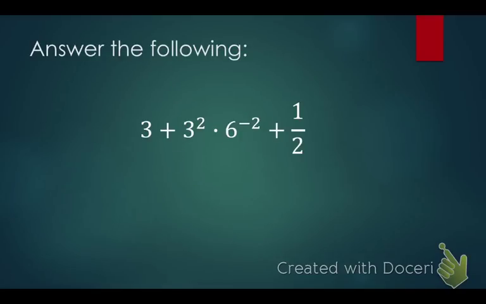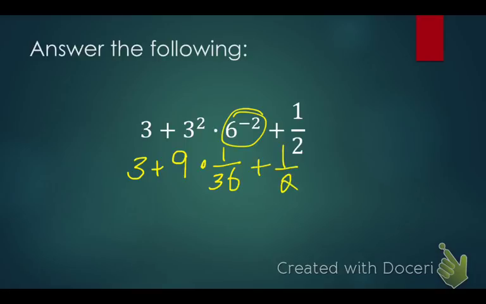All right, the last one we're going to do is an order of operation problem with negative exponents. So 3 plus 3 squared is 9 times 6 to the negative 2 is 1 over 36. If you're not seeing this and automatically knowing that by now, we have a problem. Figure it out. Plus 1/2. All right, my 9 and 36, when I multiply, because that's my next step, can cancel. Okay, 9 becomes 1, 36 becomes 4. So this becomes 3 plus 1/4 plus 1/2.